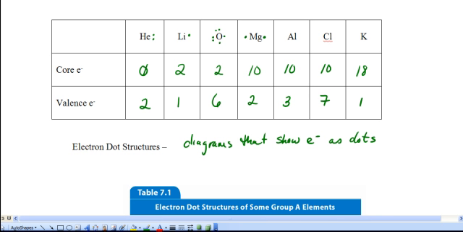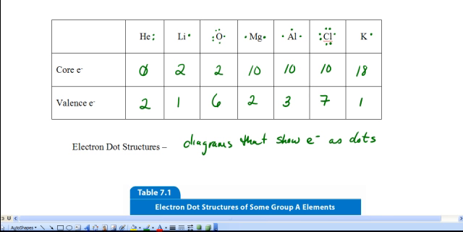Aluminum has 3 valence electrons, so I'm just going to put one on the left, one on top, one on the right. Chlorine has a total of 7, so I'm going to put 1, 2, 3, 4 going around, 5, 6, and I'll just put the other one down there, and that gives it a total of 7 valence electrons. Potassium only has 1 valence electron, so I'm going to put 1 dot there. And that's all there is to writing electron dot structures, is just simply putting dots around the atoms.